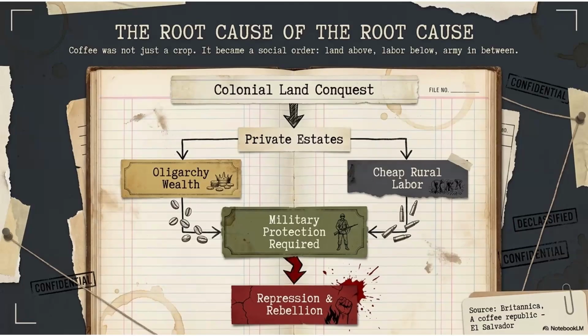That is the root cause of the root cause. Conquest produced land inequality. Land inequality became coffee oligarchy, and coffee oligarchy required military protection. Military protection produced repression, and repression produced rebellion.